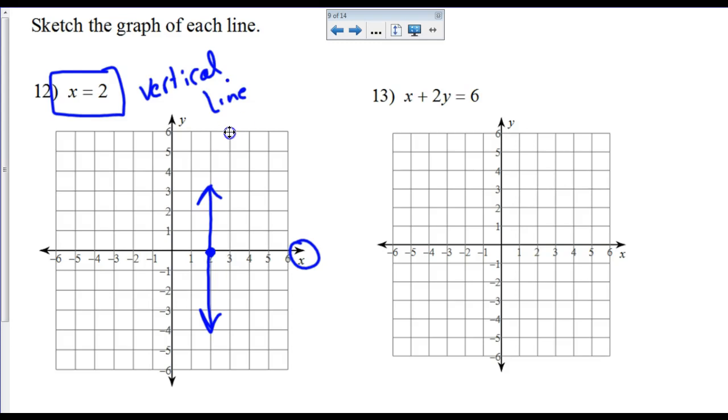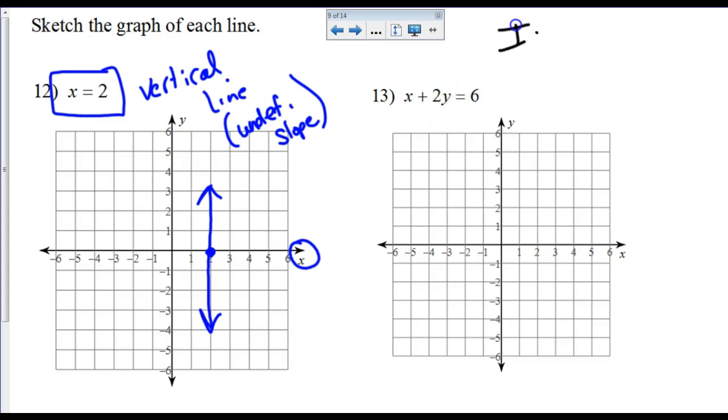By the way, vertical lines have undefined slope. In case you're ever quizzed on that, keep that in mind. All right, so here, this line is not in that quick graphing form, so you can either rearrange it so it is in the quick graphing form, or I'll show you another technique.